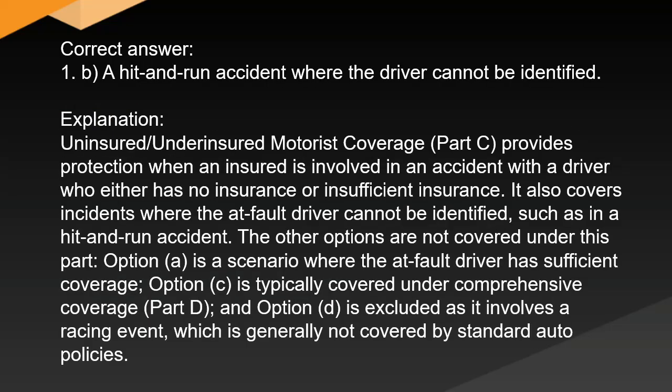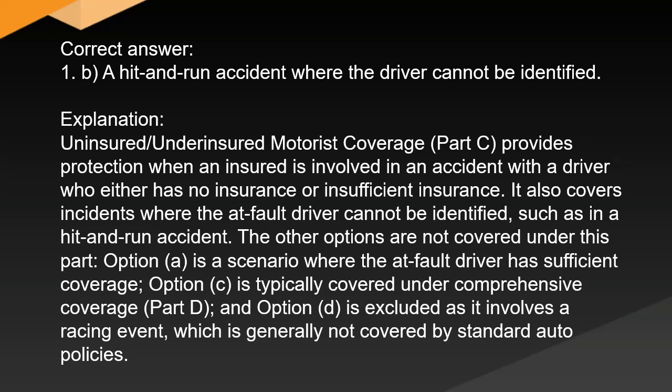Correct answer. B. A hit-and-run accident where the driver cannot be identified. Explanation. Uninsured/underinsured motorist coverage, Part C, provides protection when an insured is involved in an accident with a driver who either has no insurance or insufficient insurance. It also covers incidents where the at-fault driver cannot be identified, such as in a hit-and-run accident.